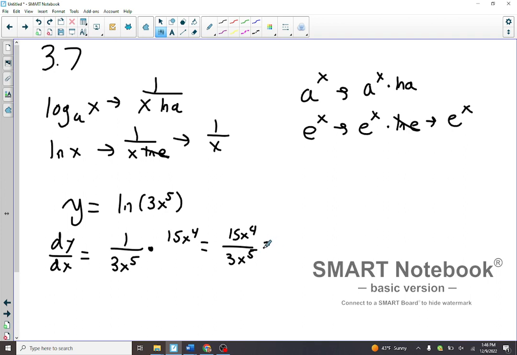So then, divide 3 on top and bottom, reduce the x on top and bottom, you have 5 over x as your answer here.